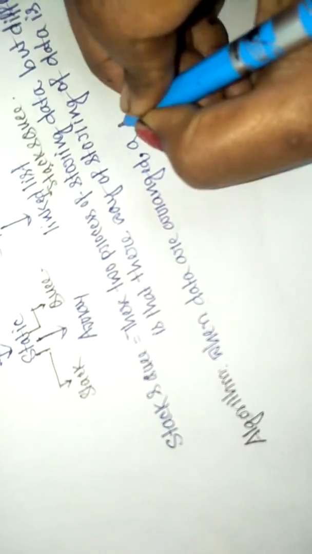So in a definition, we can say that what is algorithm: when data are arranged, a particular way is to be followed. This is known as algorithm.